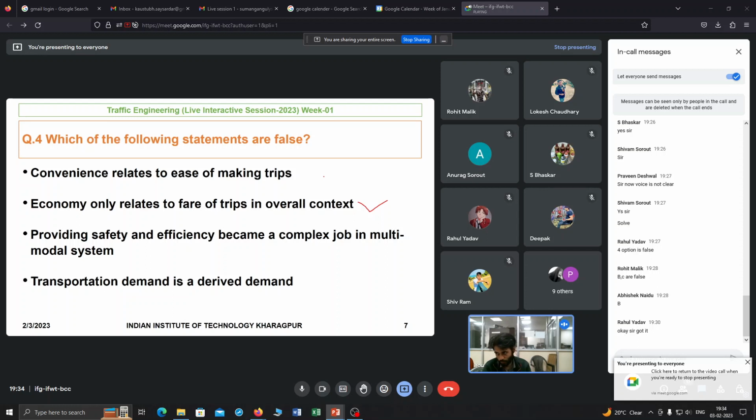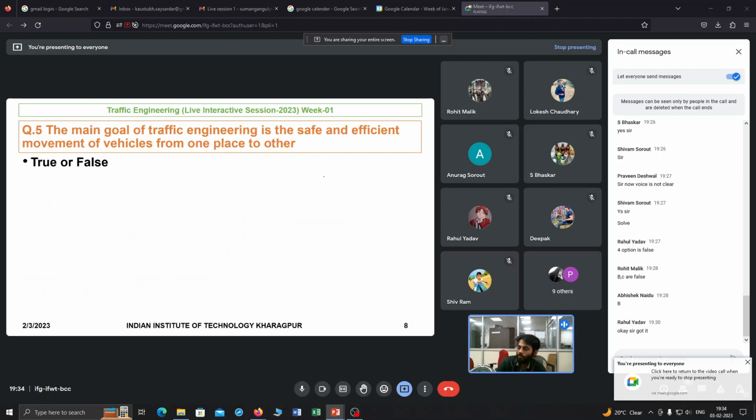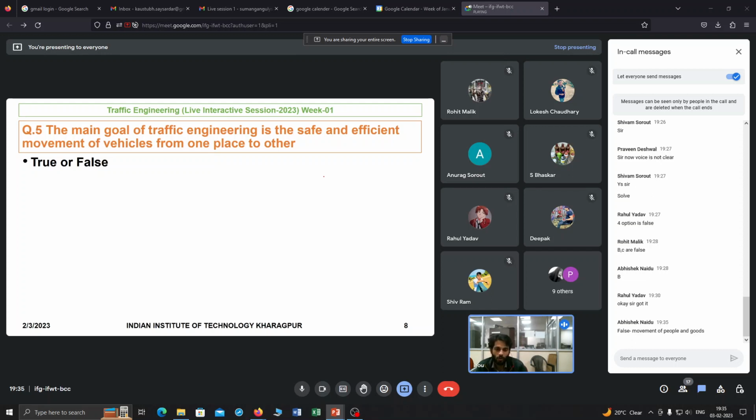Let me go to the next one. The main goal of traffic engineering is the safe and efficient movement of vehicles from one place to another. True or false? Tell me, what is the main goal? Obviously safety and efficiency are the two objectives. Safety is primary and efficiency is secondary for any transportation system, and the traffic engineer also focuses on that. So is the main goal the movement of vehicles from one place to another? What is your point of view? Is it true or is it false?